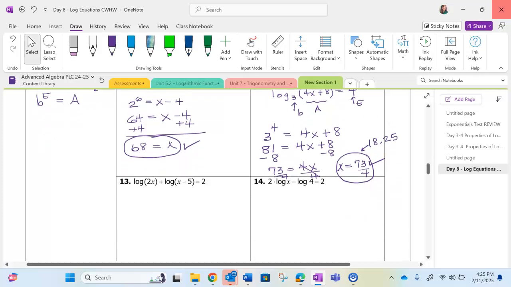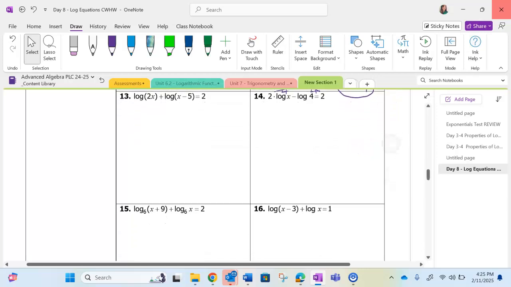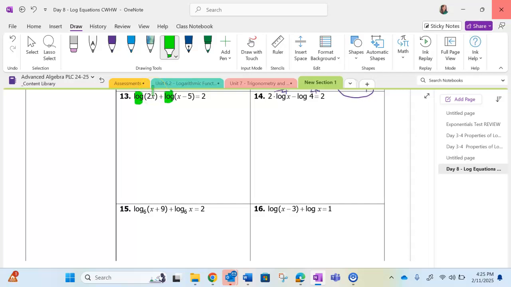All right, let's look at number 13. Number 13, oh no, I have a log and a log. I have 2 of them. Not just one, I have 2. I have to condense and make it 1. So I'm going to write the word log one time. It's a base 10, so I don't put that. But what do you do with 2 arguments that are added together? I am going to multiply them. So I have 2x times x minus 5 equals 2.